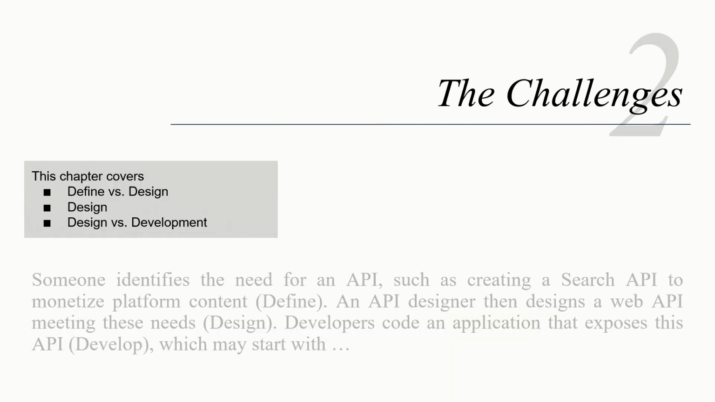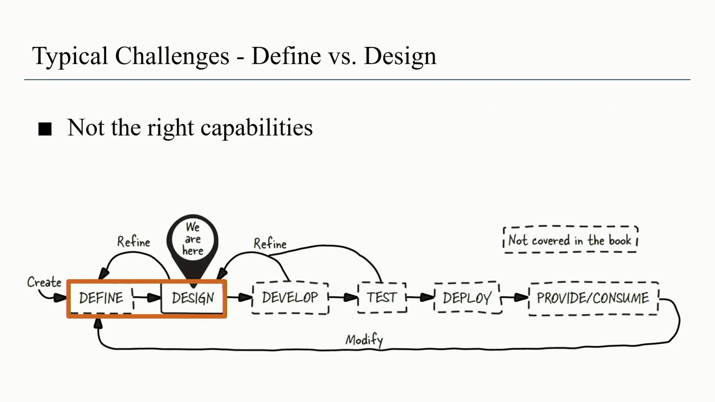Now that we know what we want to achieve, let's talk about the challenges we may encounter as API designers. The very first challenge involves the define and the design stage of the lifecycle. We can simply end up with an API that doesn't meet the needs identified in the define stage. It doesn't meet the needs because the API doesn't provide the right capabilities.